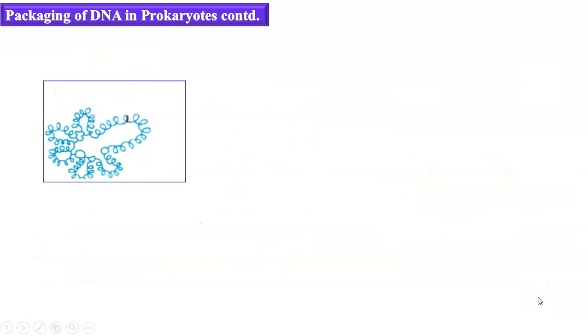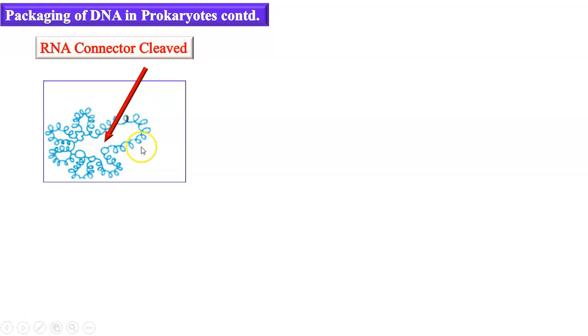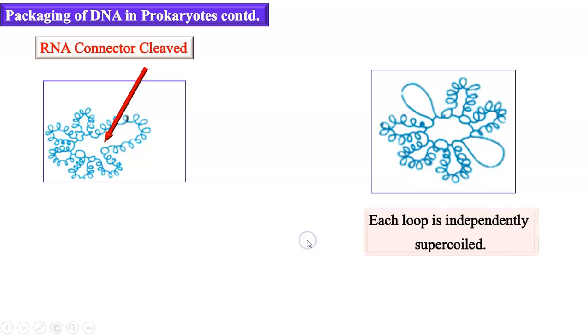In this diagram, we can see the RNA connector. If it is cleaved, then we can see how the loop appears. So the loop or domain is stabilized by this RNA connector, whereas the supercoiling of the loop is always done independently.